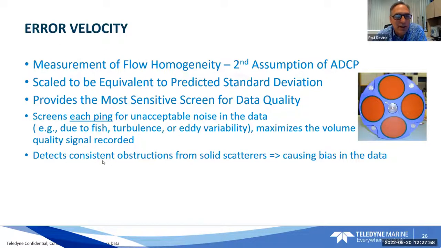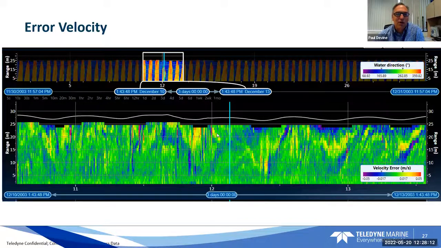Air velocity also picks out really consistent obstructions from solid scatterers like seawalls or vessels. So the resulting error velocity is after we've already screened out the obvious outliers in the raw data. And during this period where the ocean skipped a beat, you had low errors. There were elevated errors when the ships were passing, greater than 5 centimeters per second, which was greater than five times our predicted estimate, our predicted standard deviation.